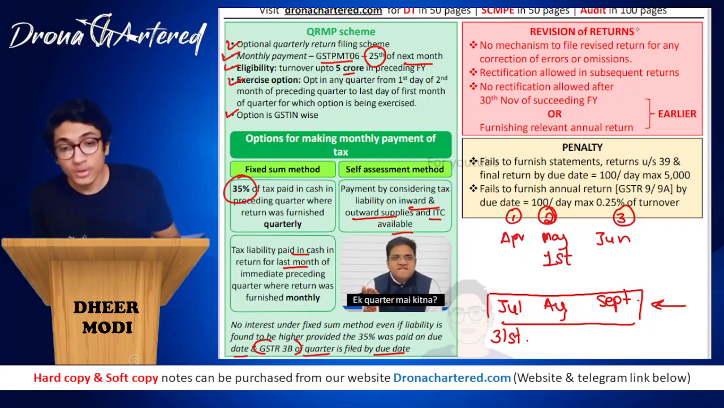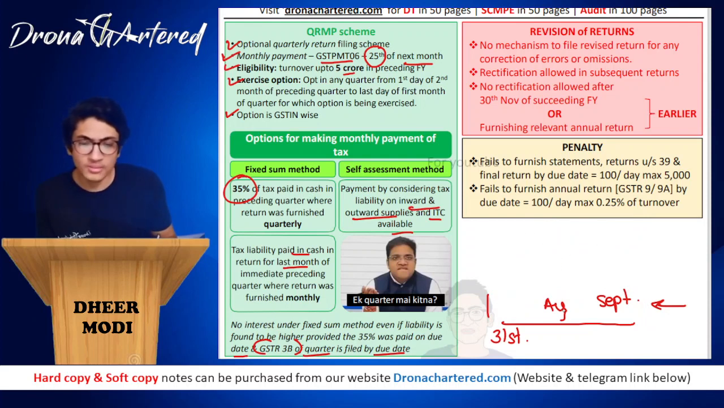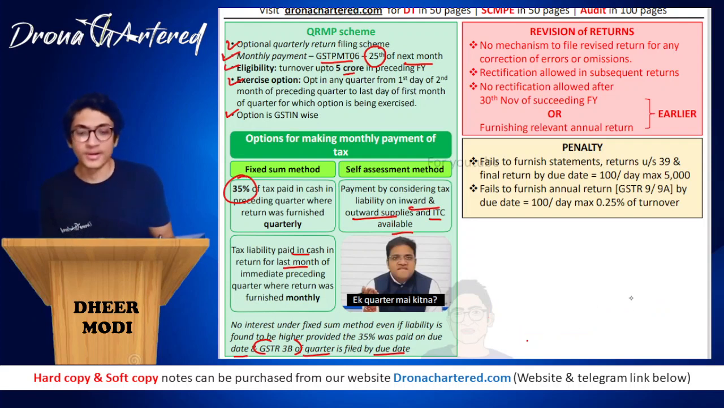Okay, next is your revision of return. So I'll just erase this so that we can go ahead with our chapter. We finished this chapter only, nothing major in this chapter. Yeah, perfect.